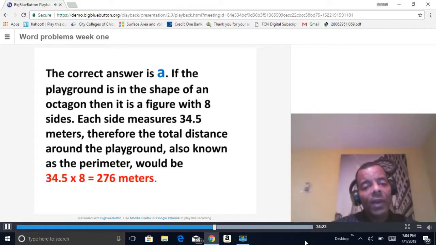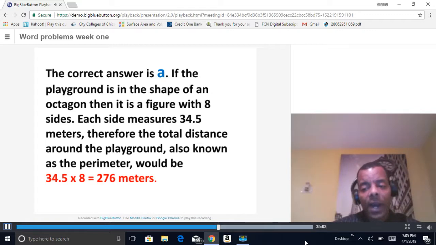If the playground is in the shape of an octagon, then it is a figure with 8 sides. The math doctor just said that. Each side measures 34.5 meters. Therefore, the total distance around the playground, also known as the perimeter, would be 34.5 times the number of sides having 34.5, which is 8. So the perimeter, or the fence around this playground, would have to be at least 276 meters all the way around. This is a classic word problem.